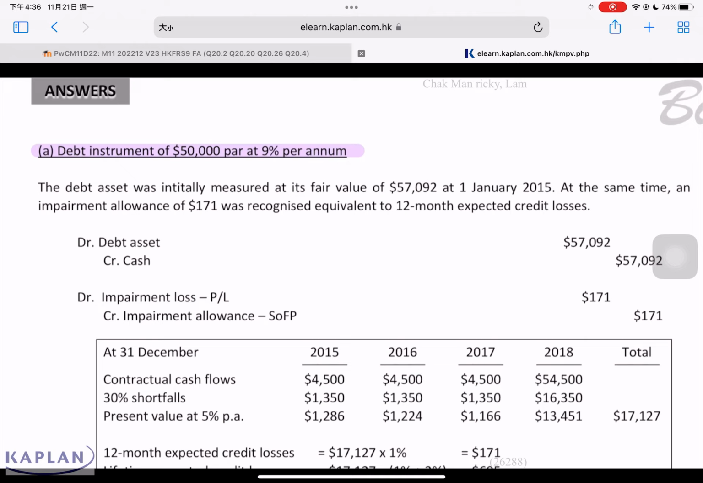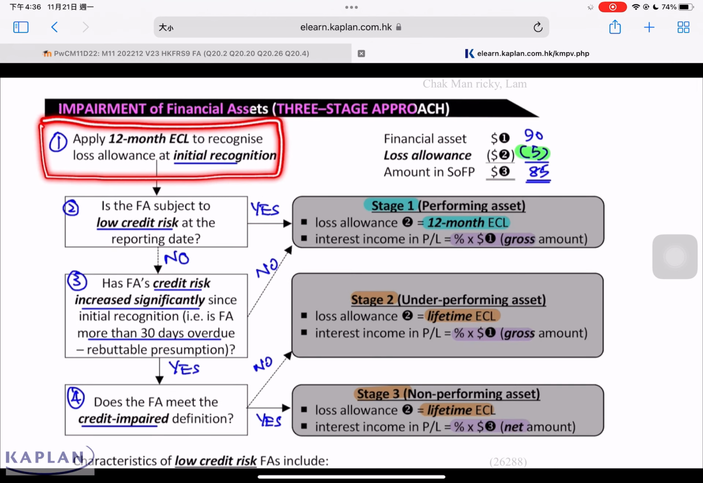Look at the entry here. At the date of purchase, 1st Jan 2015, debit assets, credit cash, 57092. Immediately, we must account for impairment loss allowance, 171. Initially, it must be based on 12 months expected credit losses.